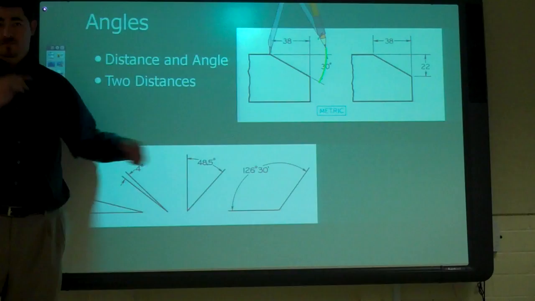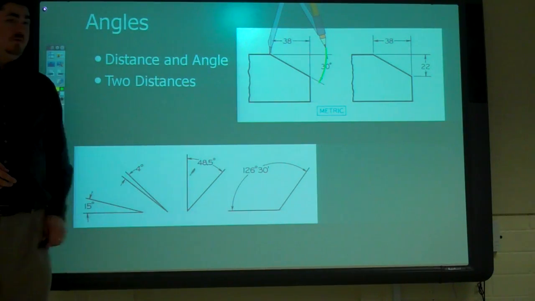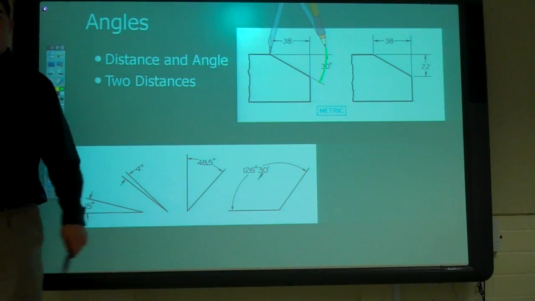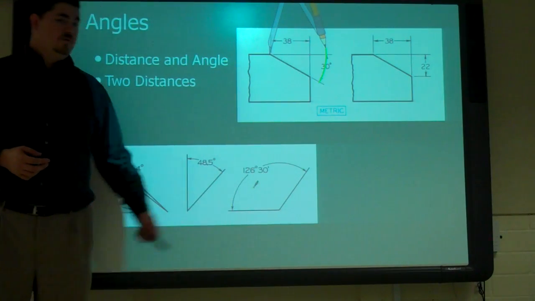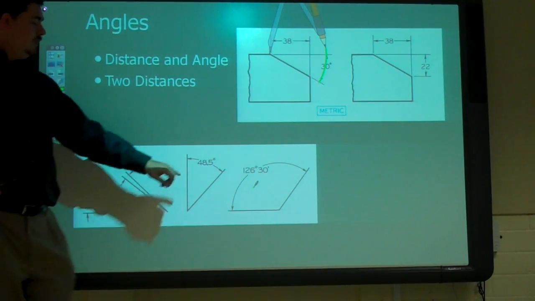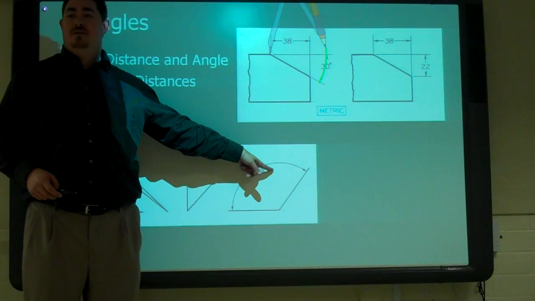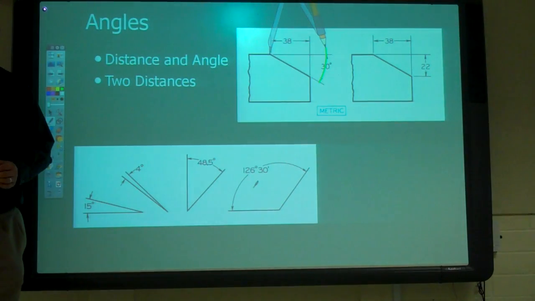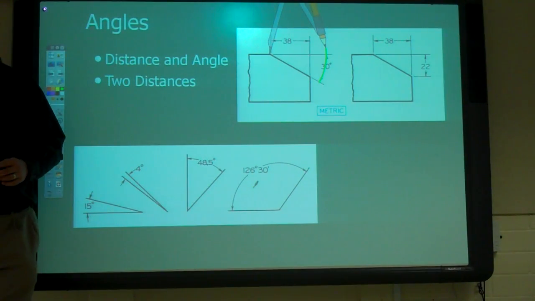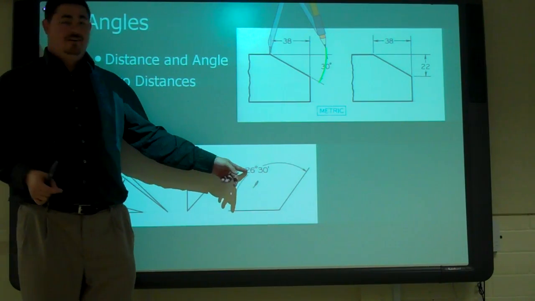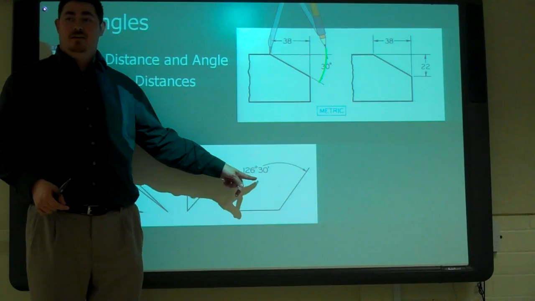What's that measurement? It's 48 and a half degrees, right? What's that measurement? What was that? Yeah, 126 degrees, 30 minutes. How many minutes are in a degree? 60. I'm looking at the answer. 60 minutes in a degree. So degrees are kind of like hours. So 60 minutes in a degree.